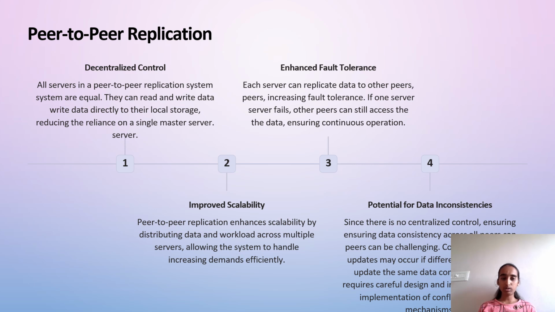Then comes the last and fourth point, that is the potential for data inconsistencies. Since there is no centralized control, ensuring data consistency across all peers can be challenging. Conflicting updates may occur if different peers update the same data. This requires careful design and implementation of conflict resolution mechanisms.